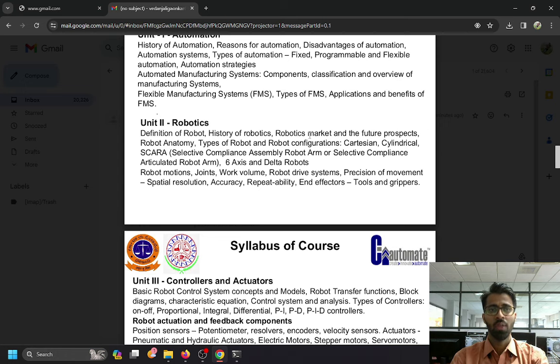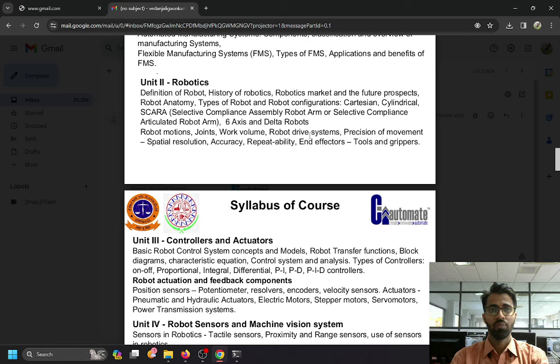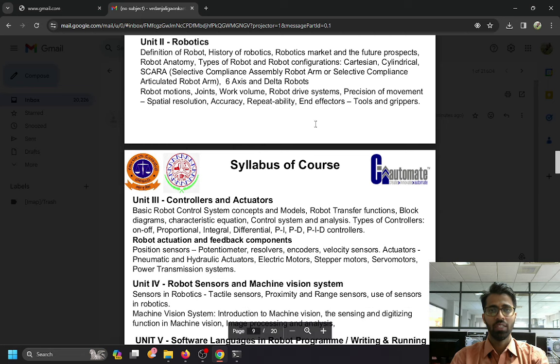Future prospects, robot autonomy, types of robots, robot configurations: cylindrical, SCARA, 6-axis, delta robot; robot motion, joints, work volume, robot drive systems, precision of movement, accuracy, repeatability, end effector, tools and grippers.